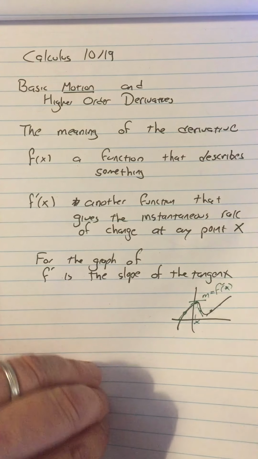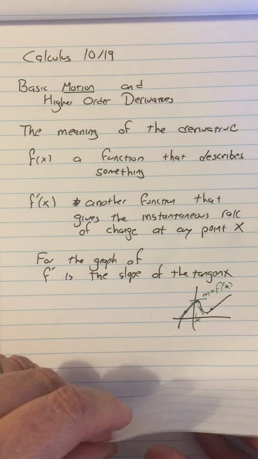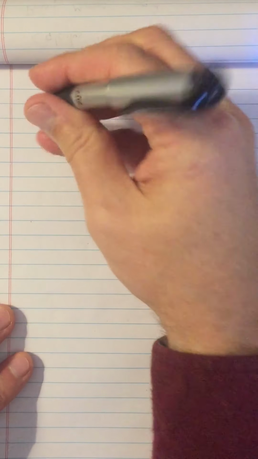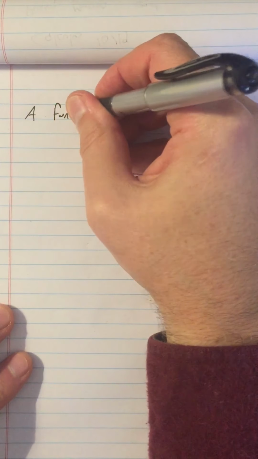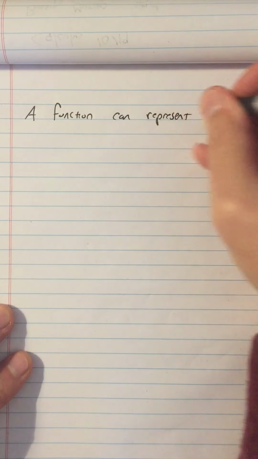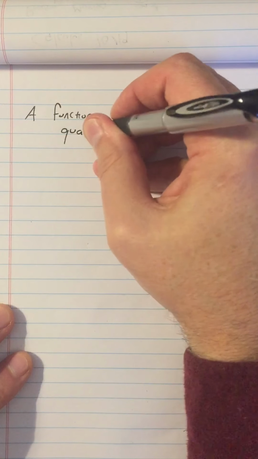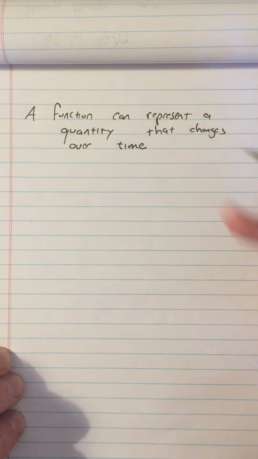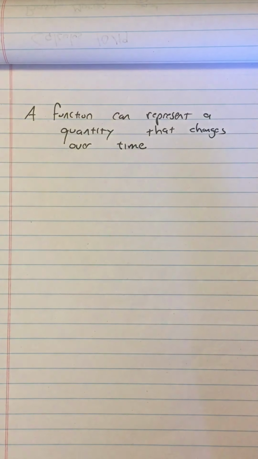A lot of times we have our function f represent something that changes in time. So a function can represent a quantity that changes over time. And that's the really general and important aspect of all of this.